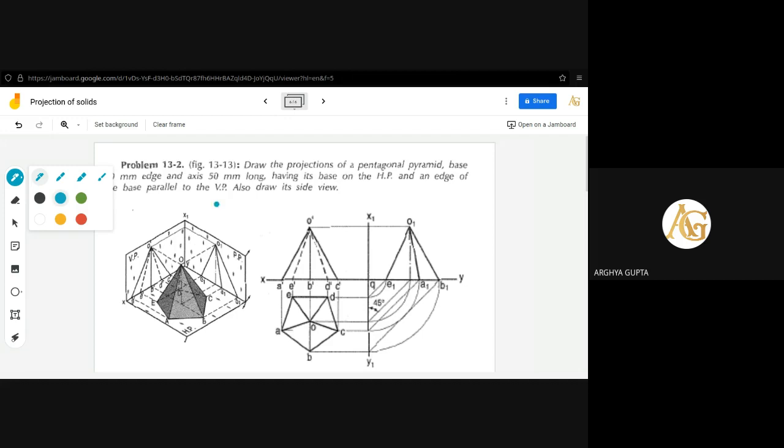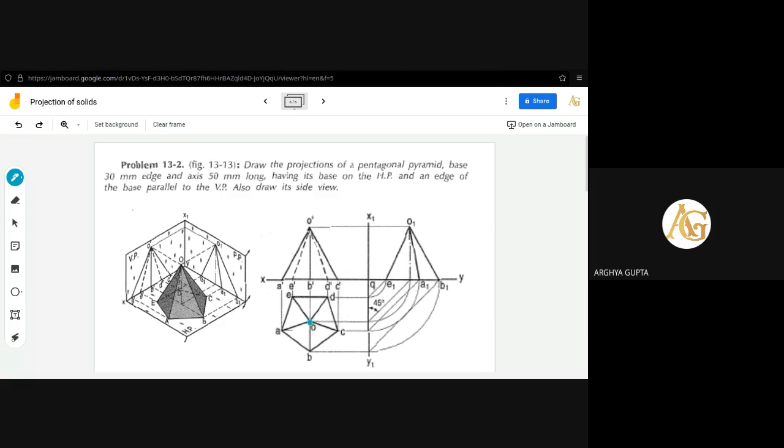Firstly you have to take an edge, this edge, parallel to the horizontal line, parallel to the XY line. Then by making a 108-degree angle, just finish the pentagon. I believe all of you know how to draw a pentagon. I have shown you previously when you were drawing the involute of a pentagon. So draw the pentagon by 108-degree angle. Once the pentagon is drawn, you have to find the geometrical center of it.